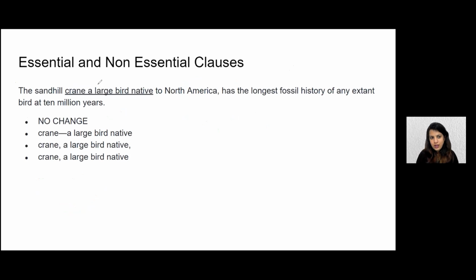So it says the sandhill crane. What is this? A large bird native to North America. This is defining the sandhill only, no? So when I say the sandhill crane has the longest fossil history of any extant bird at 10 million years, even if I remove this part of the sentence, it would not make any difference to me. That means this part of the sentence is non-essential. Whatever is non-essential goes into commas and I get my answer, right? That is how we approach punctuation and grammar questions.